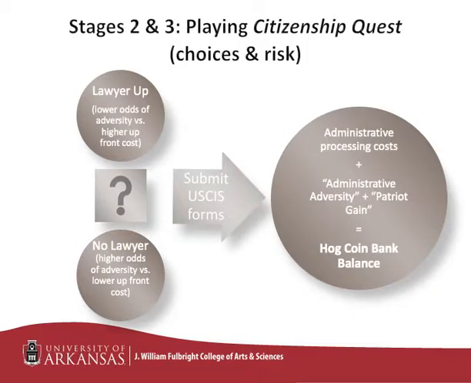So how do you play the game itself? Well, frankly, your role-playing character's identity has to go through the process of becoming a U.S. citizen, which means that they have to make choices as to whether or not they're going to have attorneys. They have to fill out paperwork, and they have to pay the bills for that paperwork. So in other words, you're going to be making choices, filling out paperwork, and then there's always the possibility that something will go awry. And when things go bad, it affects your hog coin bank balance.